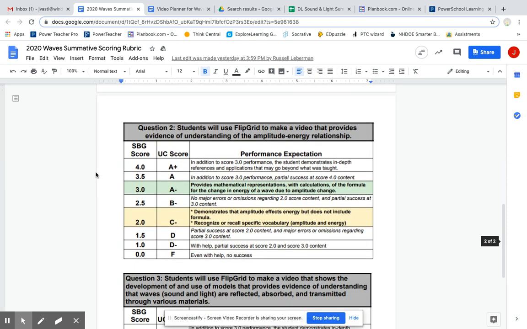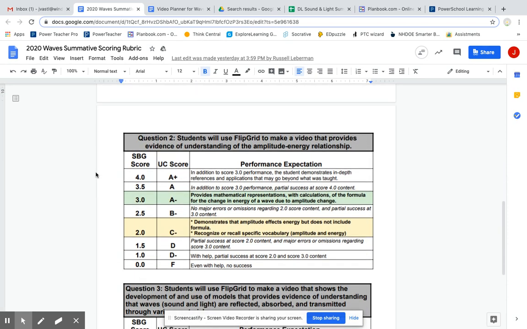Question 2. Students will use Flipgrid to make a video that provides evidence of understanding of the amplitude-energy relationship. So we're going to go right to the green, right to the level 3. Provides mathematical representations with calculations of the formula for the change in energy of a wave due to amplitude change. Okay, so yes, this is the part where you have that equation that we talked about in class, okay?